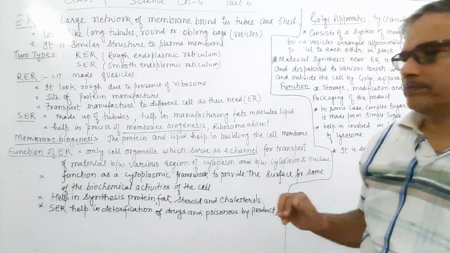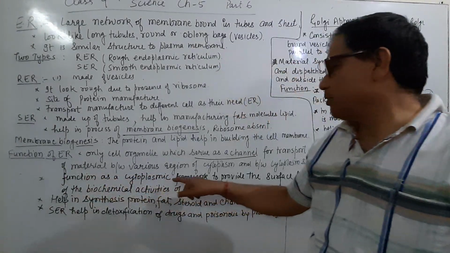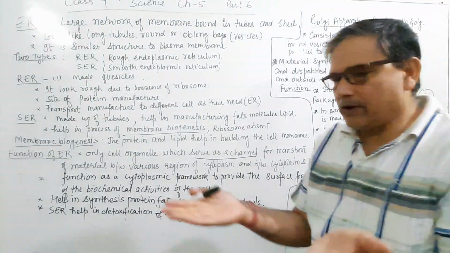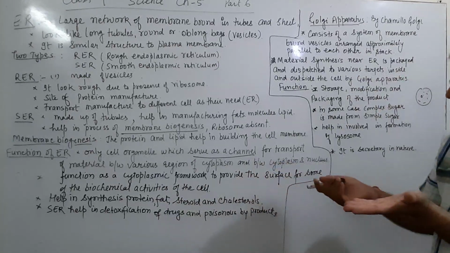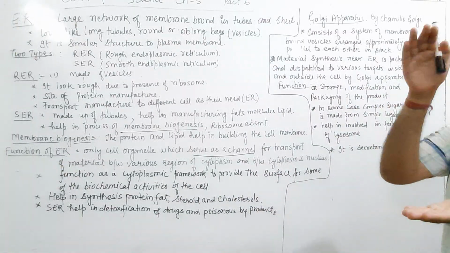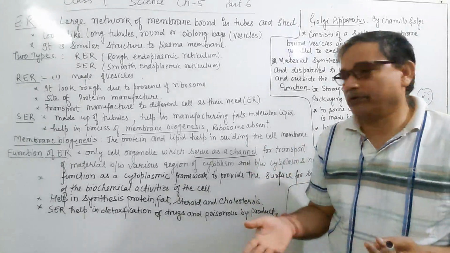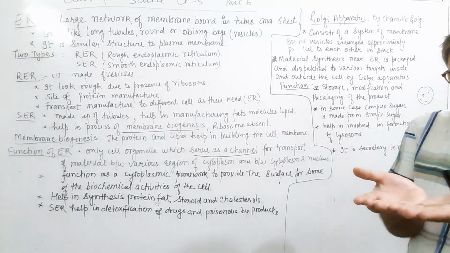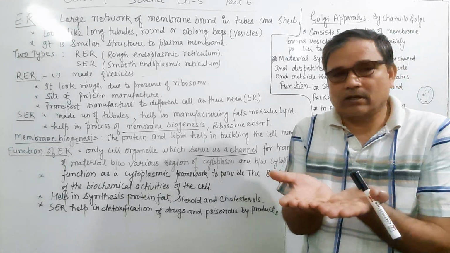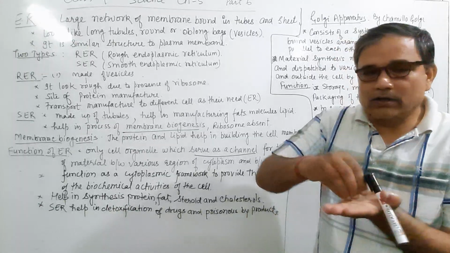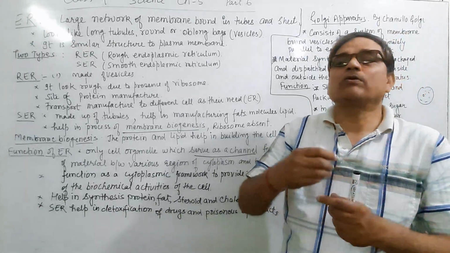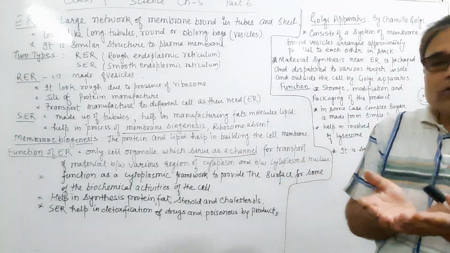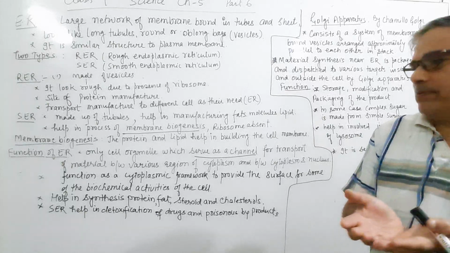Inside and outside. The second function is that it functions as a cytoplasmic framework. It acts as a framework, which increases the surface area. It gives the surface for some biochemical activities of the cell. It forms a surface for the cell to perform some biochemical activity. For this, it provides the surface or the framework.